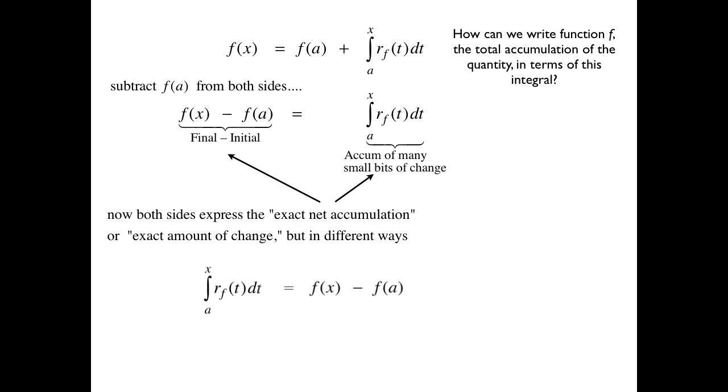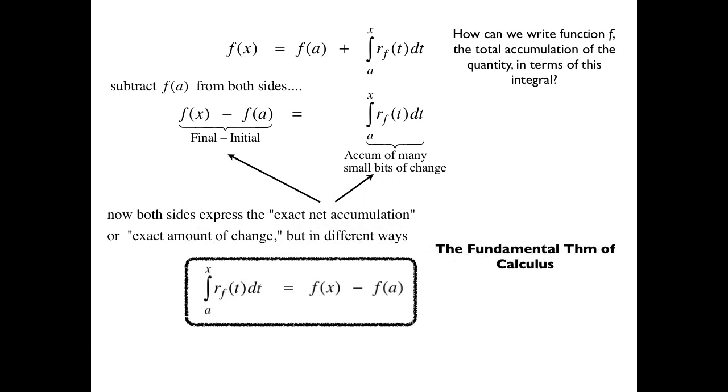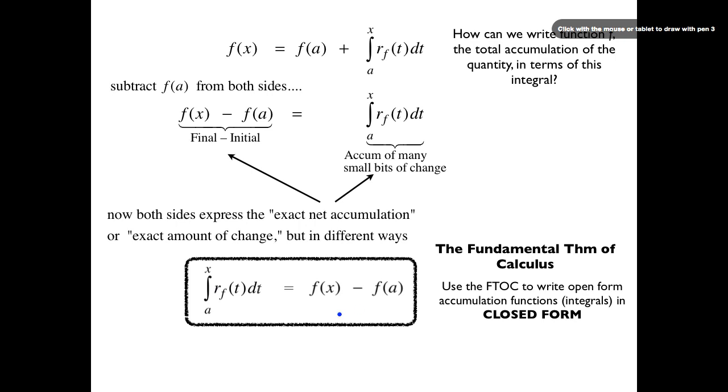Okay, so we've got this equation right here, and this is the fundamental theorem of calculus. The accumulation of many bits using the rate function is equal to the net change, or the final value of the quantity minus the initial. And so we're going to use the fundamental theorem. This is our key to writing these accumulation functions, open form, in closed form. All right, so closed form for our accumulation functions is going to look like this, where we're going to have to figure out what f is. Is it a sinusoidal function? Is it a polynomial? Is it a combination of those?